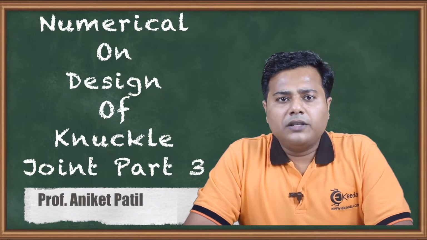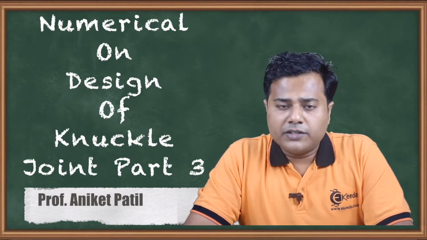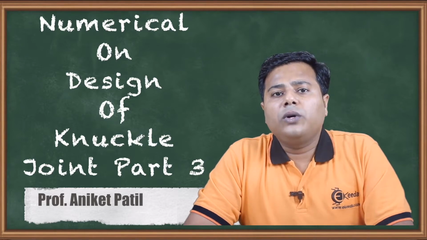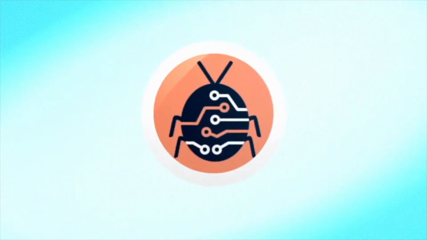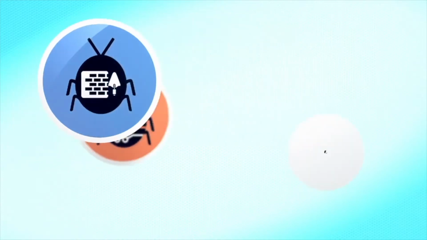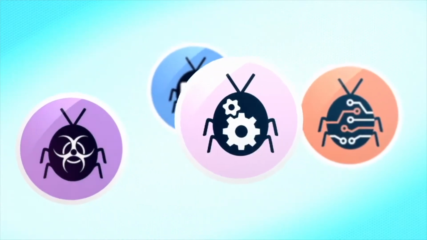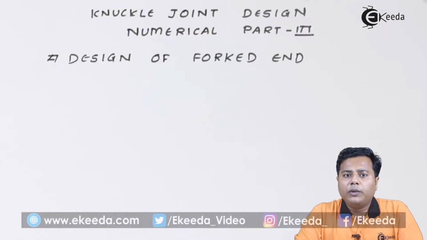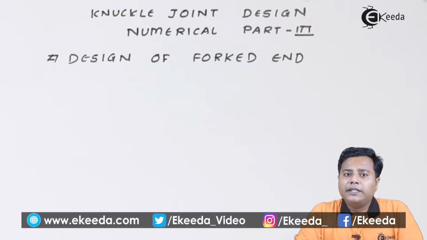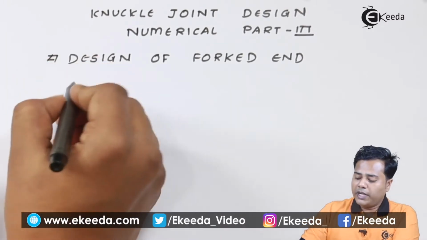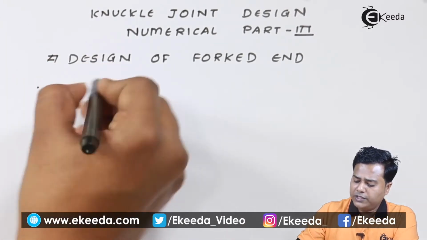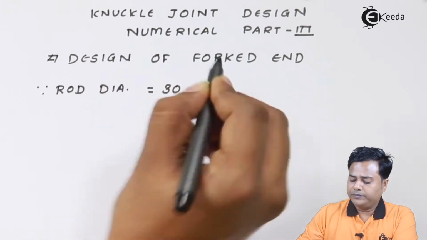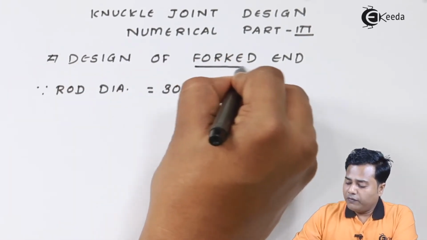In our last lecture for knuckle joint design, that is this lecture, we are going to learn about the design of the forked end, or it is also called the double eye end. What we know is the rod diameter is constant for all the cases. So the rod diameter is equal to 30 millimeter. So let's go for the design of the forked end.